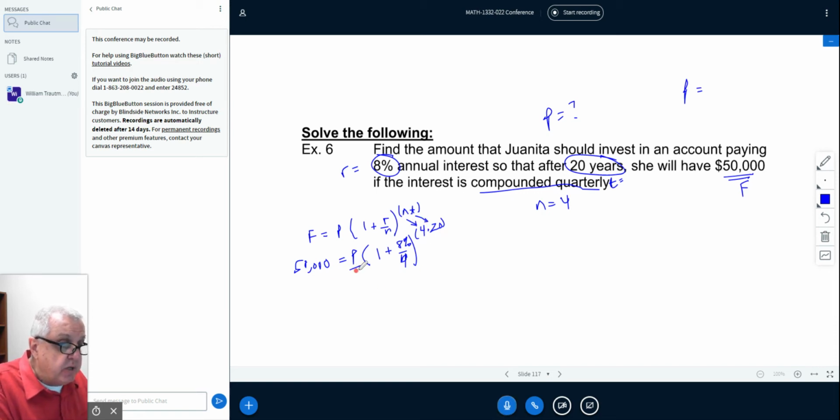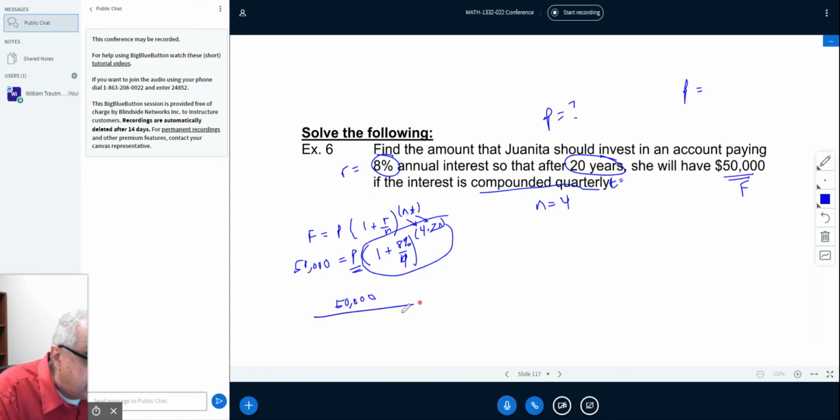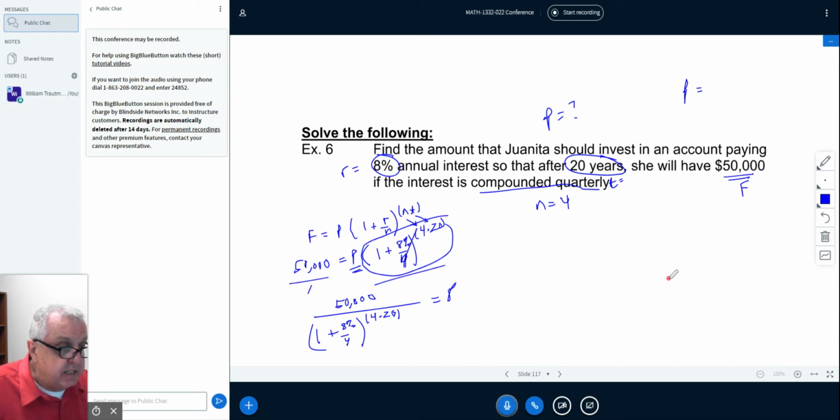Now, if you look, we're trying to find P. So I'm going to take this whole thing here to the other side. It's multiplying times the P, so we have to divide both sides by it. So I have 50,000 on the other side, and I'm going to divide by 1 plus 8% over 4 raised to the 4 times 20. And that gives me P. Do you see? I just divided both sides by this, put that under here, and that's what I got.